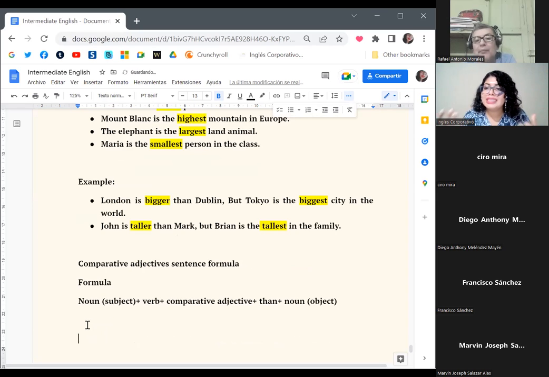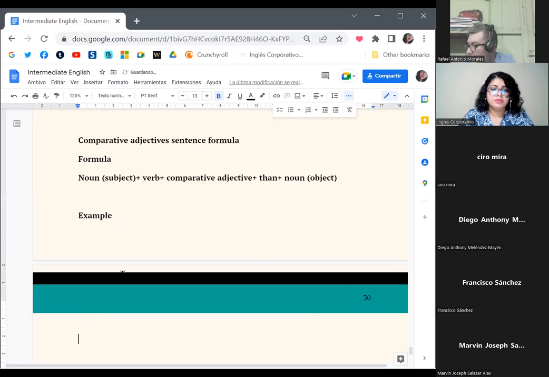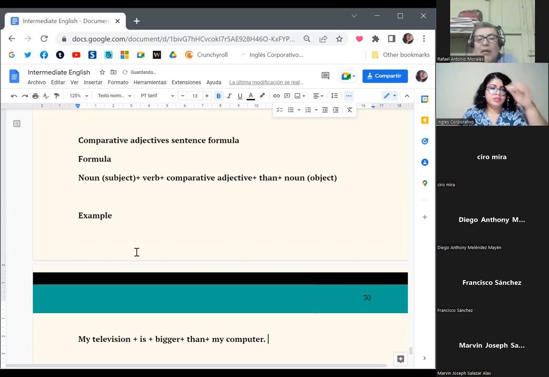And we have some examples to use this formula. The first one says, my television, that functions as the noun or subject of the sentence, plus the verb is, plus the comparative adjective bigger, plus than, plus the noun or the object, and in this case it is my computer. So we have the structure: my television is bigger than my computer. And in that case, we are completing the structure for that kind of sentence.